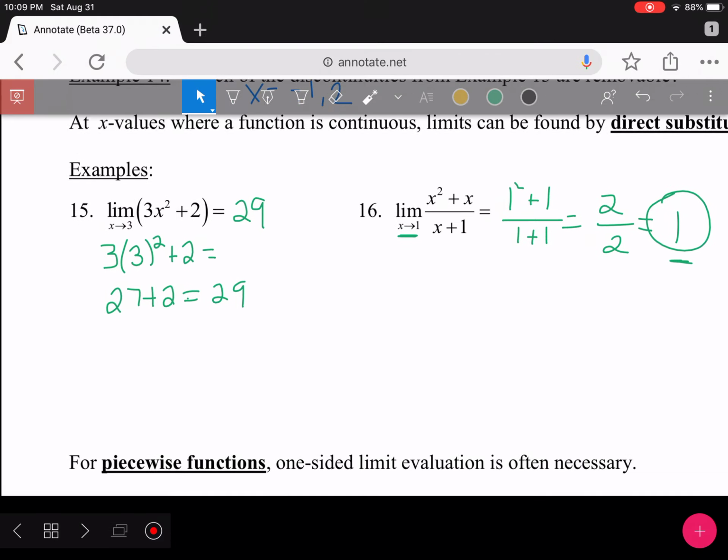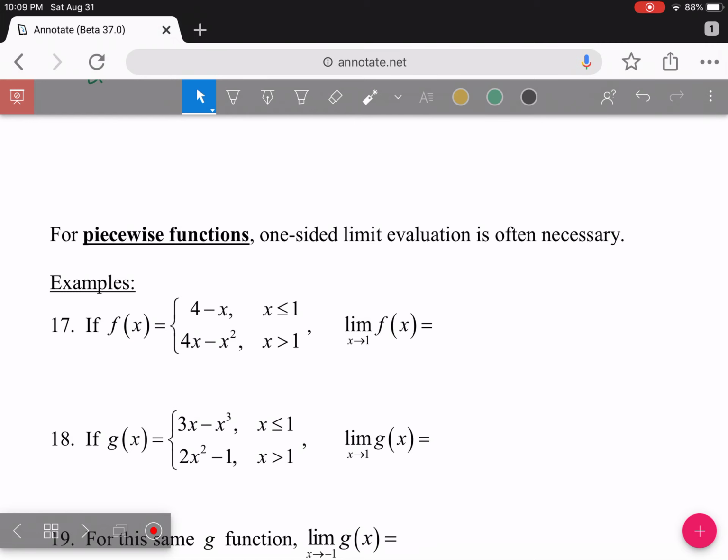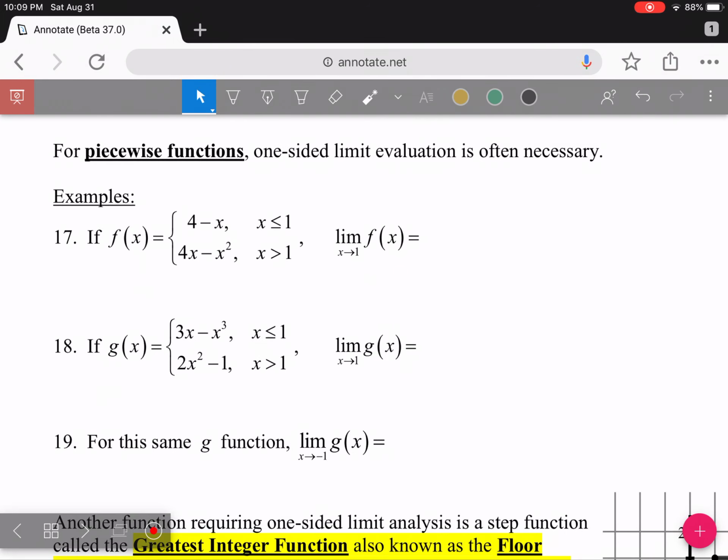Okay, so let's look at some piecewise functions. In piecewise functions, if you're evaluating the limit near the domain restriction, then you're going to have to do one-sided limits. For example, let's look at this one. We're trying to find the limit as x approaches 1 of f of x. Well, we know that it changes from this function to this function at x equals 1. So we need to see what each of those functions is approaching so that we can tell if there's a discontinuity there or not.